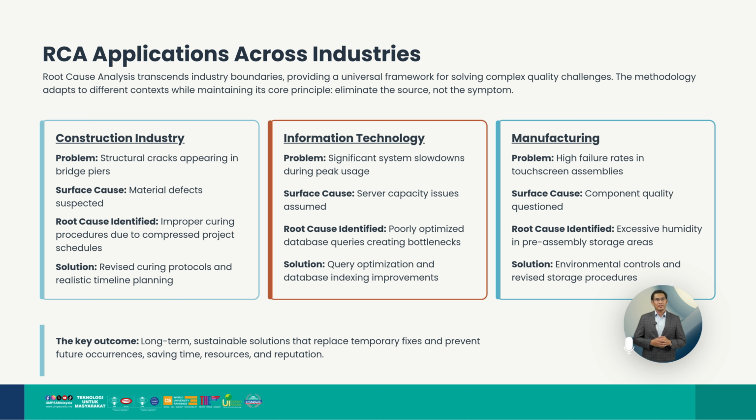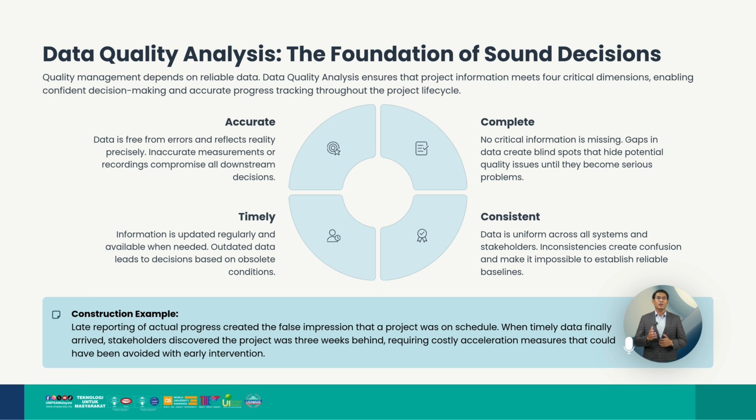Now, data quality analysis refers to the process of ensuring that the data used for project decision making is accurate, complete, consistent, and up to date. Accurate data means the information is correct and free from error. Completeness means that no required data is missing. Consistency means that data is uniform across various systems and formats. Timeliness means that data reflects the current situation and is updated regularly.